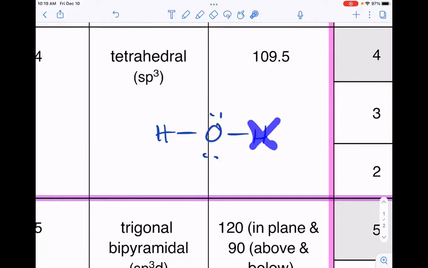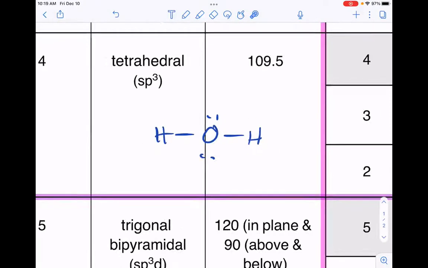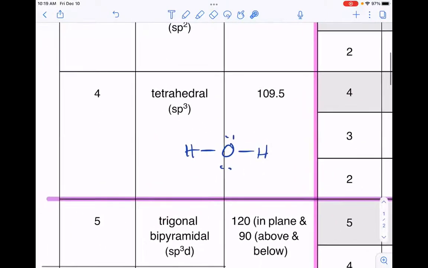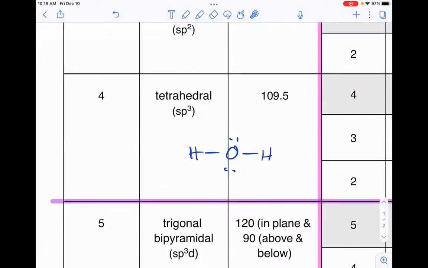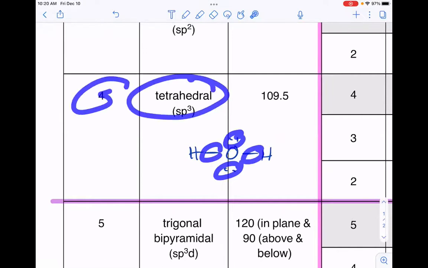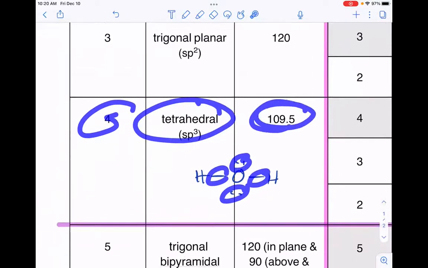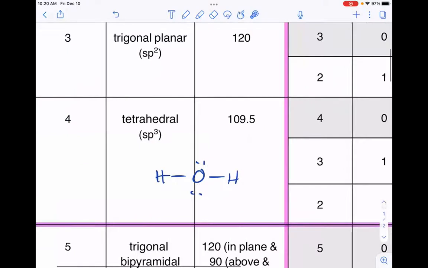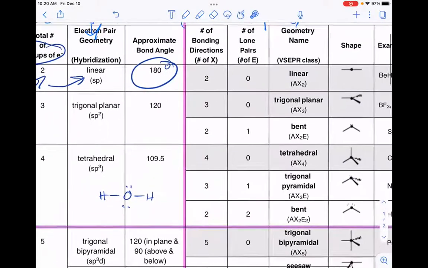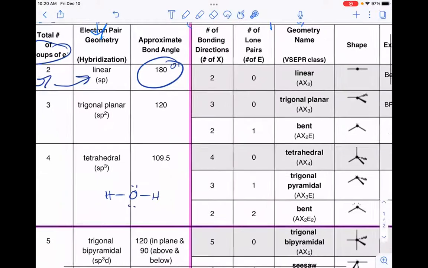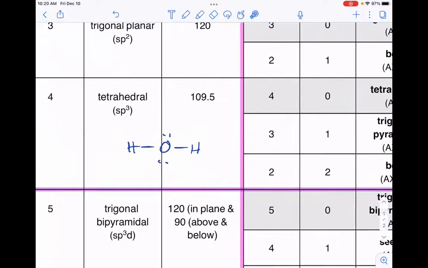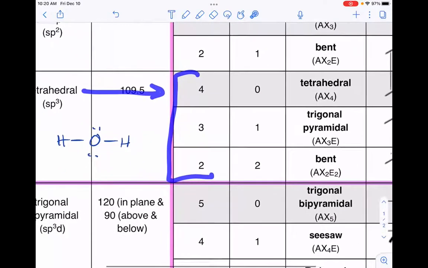Notice how I do not care about the identity of the surrounding element. We're only focused on the electrons surrounding oxygen. And so because we have 1, 2, 3, 4, this is going to be tetrahedral. The electron geometry is tetrahedral, and the bond angle is going to be 109.5. Now, if we're trying to identify the molecular geometry, we know that we're tetrahedral. So for the molecular geometry, it's one of these 3, okay?